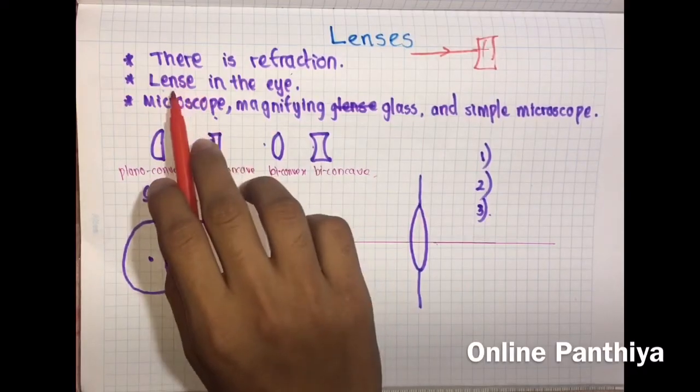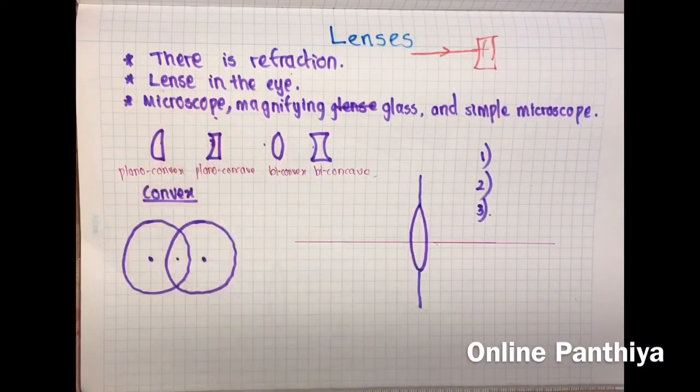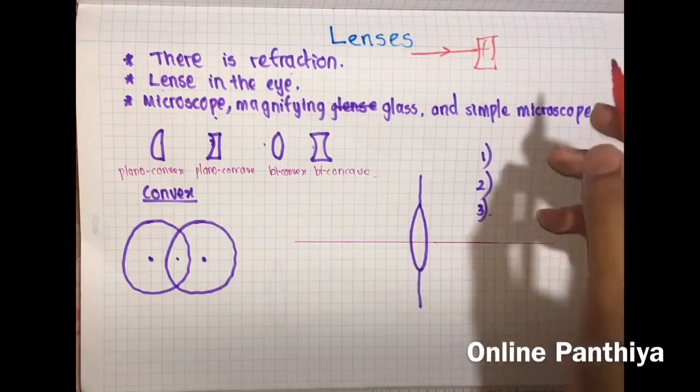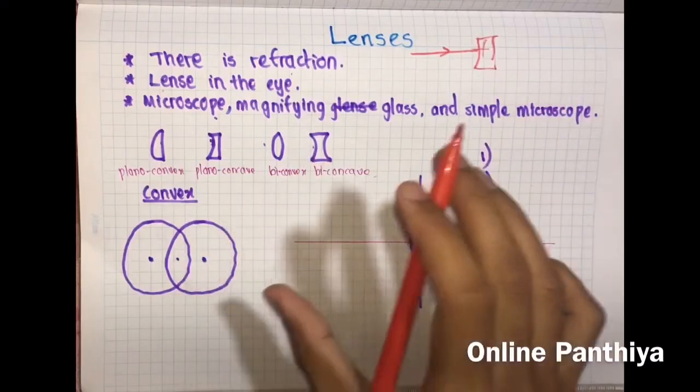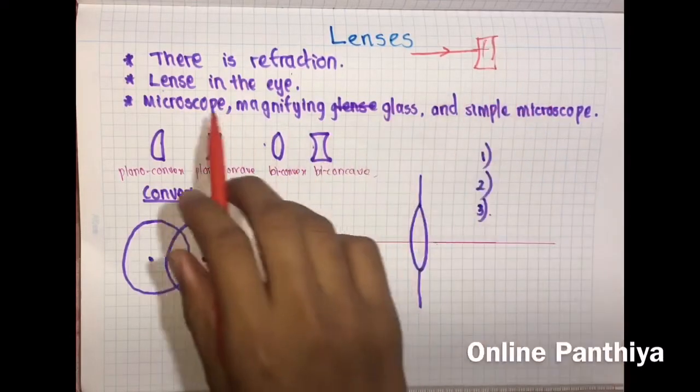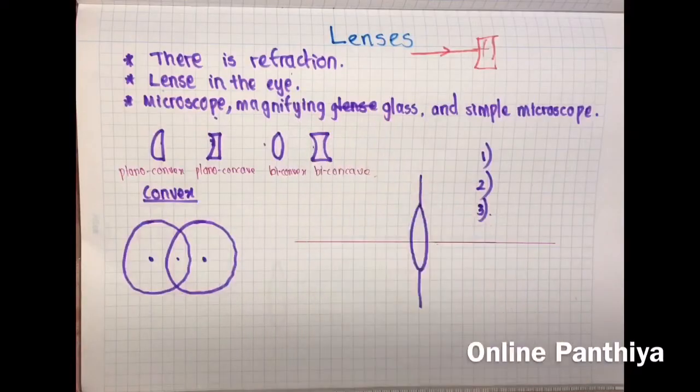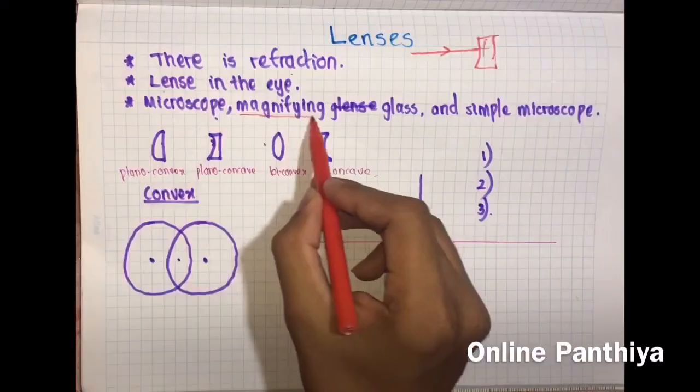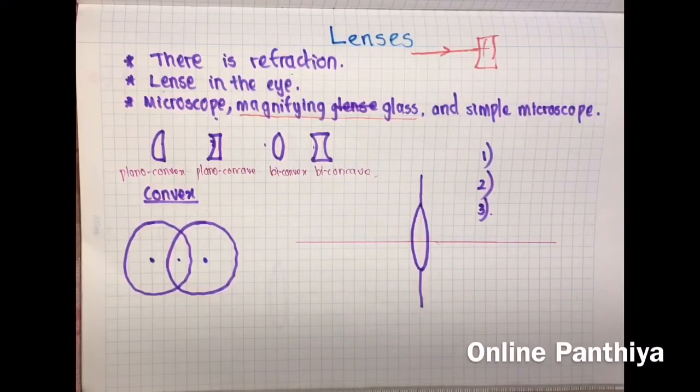And the second point, I have said that there is a lens in the eye. In our eye also there is a small lens. And the third part, the uses. These lenses are used in the microscope, magnifying glass, and also in the simple microscope. You would have seen this at your home. Magnifying glass, you would have used this lens, and by just looking at the magnifying glass you can say that there is a lens.